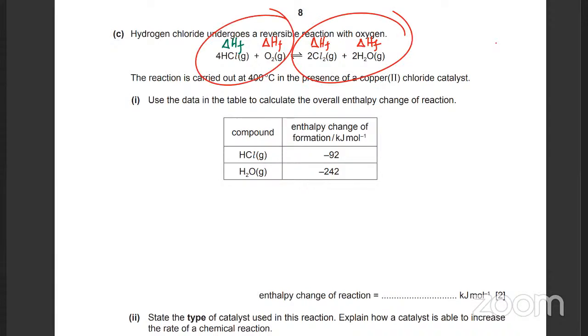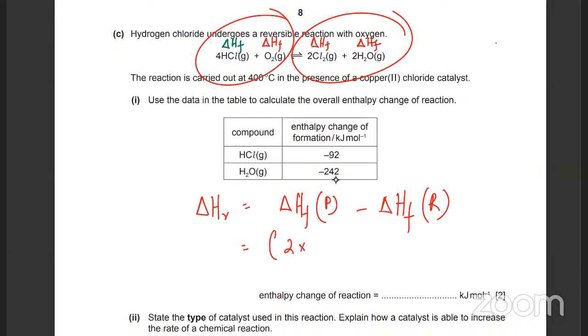So if you know both of them, the formula is simply that the enthalpy change of that particular reaction is going to be the enthalpy of formation of your products minus the enthalpy of formation of your reactants. So product minus reactants. So we've got 2H2O. So it's going to be 2 into minus 242. And minus the reactants, O2 is 0 and 4 HCl. So that's 4 into minus 92.